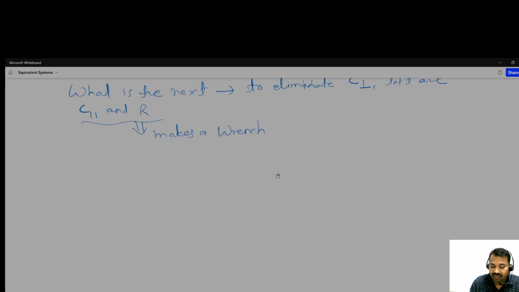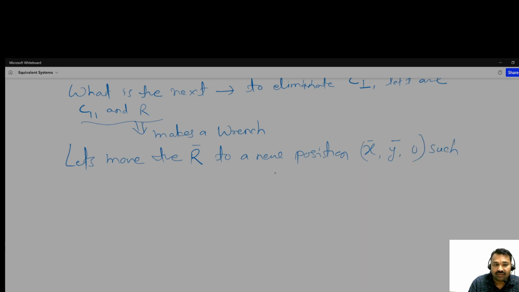So what we do is move the resultant R to a new position, say x, y and 0, such that C perpendicular gets eliminated. And why only x, y, why not z? There is one condition. What is that?